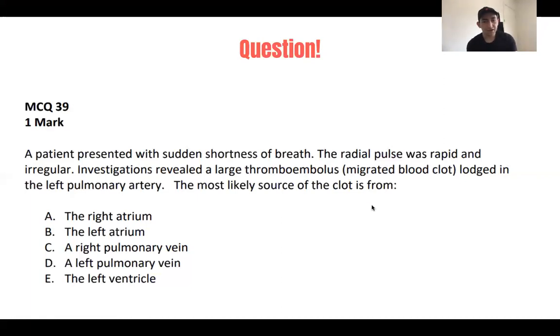Cool. So we're getting a few answers here. Let's just work our way through that, okay? The hint here is that the radial pulse was rapid and irregular. This means that this person is in atrial fibrillation. AFib is a huge risk factor for PEs.